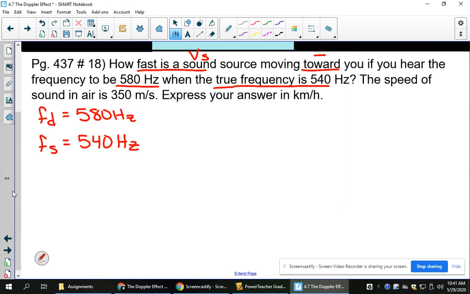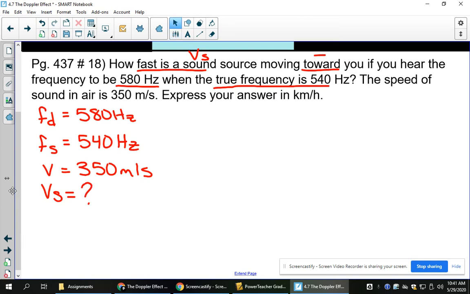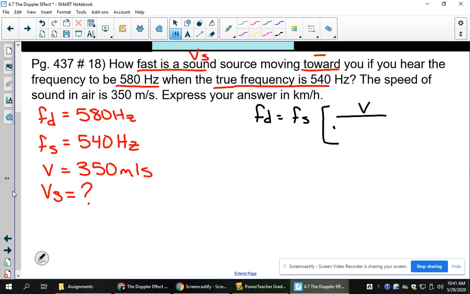And we know towards, so we know we need to minus, and we know the speed of sound. Some formulas will use VW, some will just use V. I'm going to use just V for this one because I think that's what's on our physics formula sheet. So that's the 350. And we're looking for the speed of the source. What is the actual speed going to be of this object? So let's write down the formula. Here I'm going to use V instead of VW. Towards, I'm going to put minus.